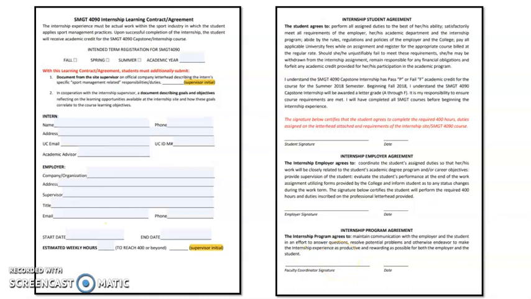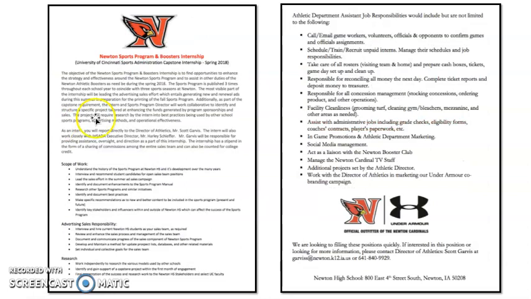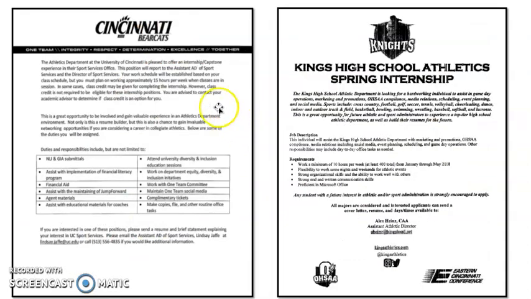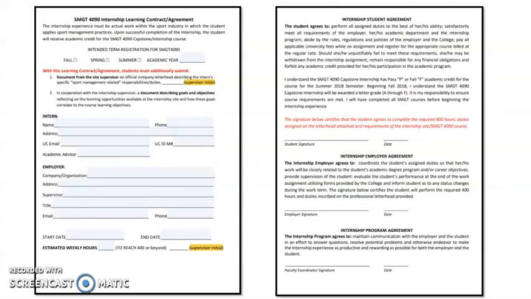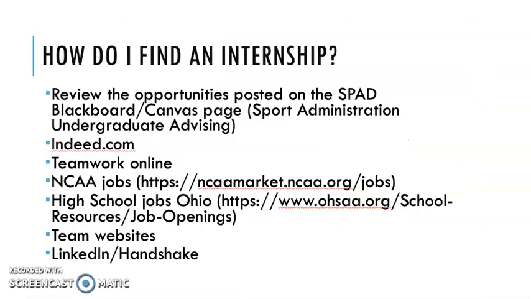Once you apply with these other 2 documents, your internship job description, and this is another example of an internship job description, and then your goals and objectives. These are goals and objectives of other students. Once you have those, I will go ahead, and if it's an approved site and it looks good, I will sign this and date this, to which I will then copy you on that email to your advisor. All right, so now how do you find an internship?